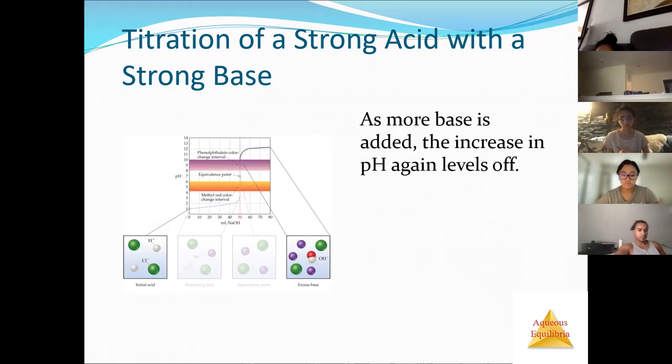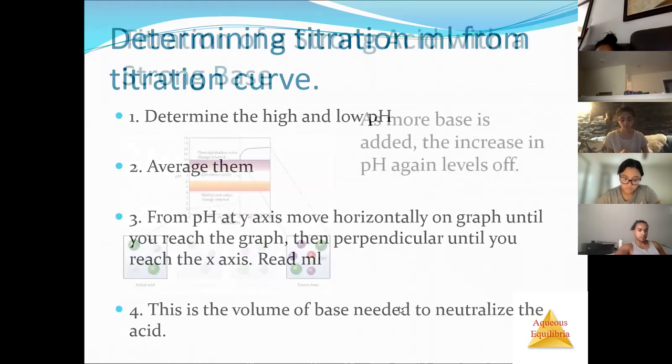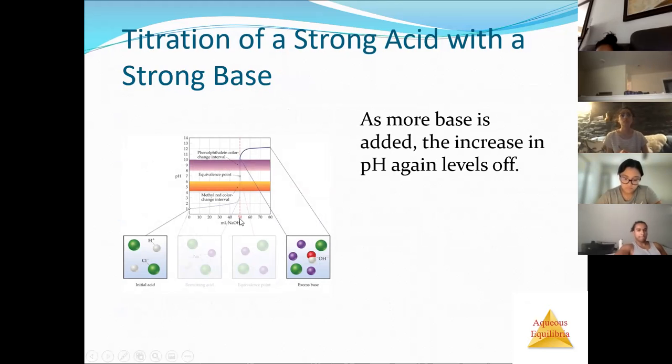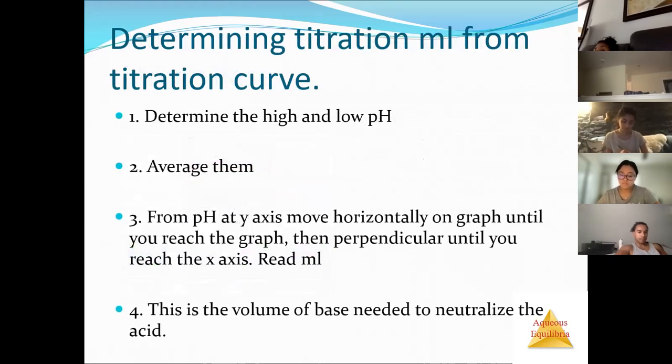Nothing more than the same titration problem you had when you were using an indicator. I've got my volume of base. I've got my concentration of base, and I know what my original volume of my acid is. So I'm going to get my titration milliliters by taking the high and low pH values, averaging them. From the pH, I'm going to move over to the curve, and then I'm going to take it straight down. That's the volume of base I needed to neutralize the acid.